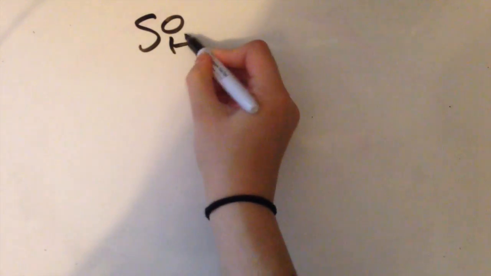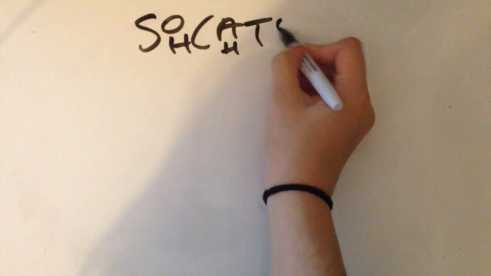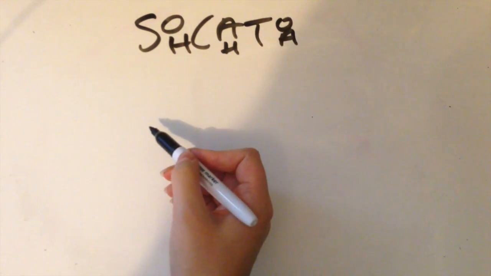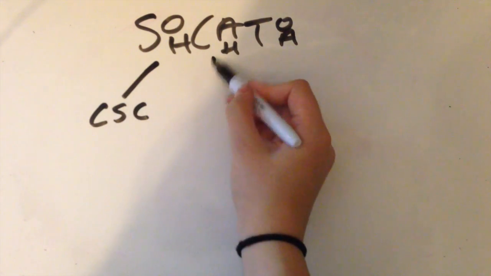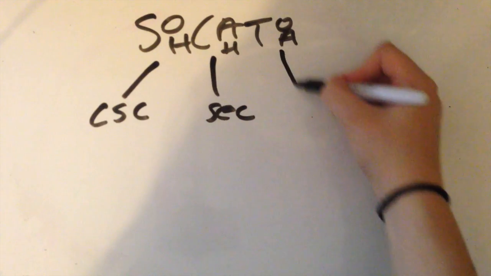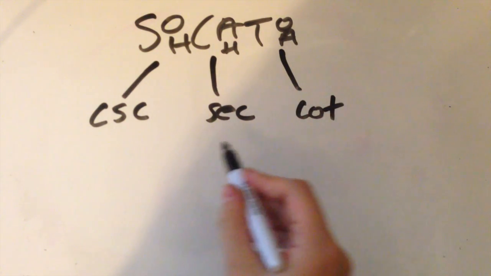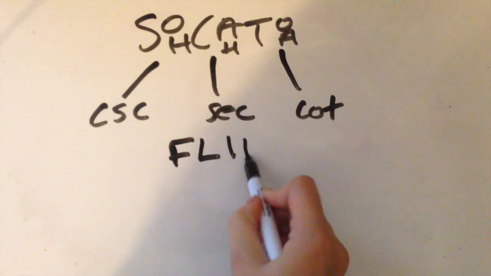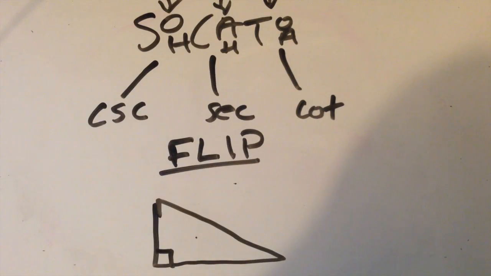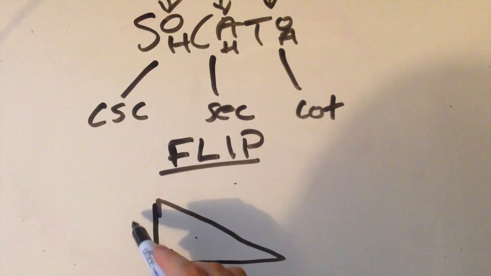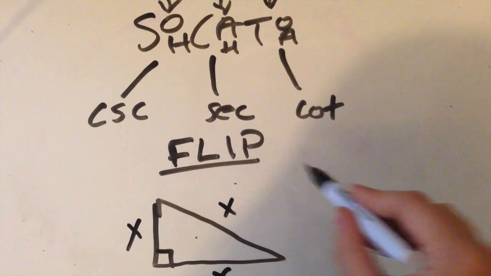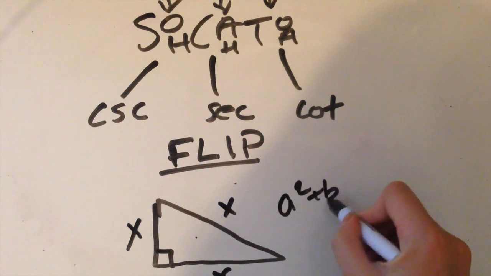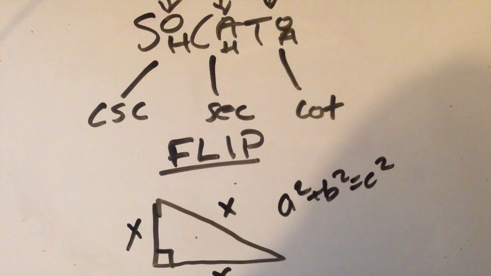Now, let's review. First, we learned SOHCAHTOA. Based off of SOHCAHTOA, we learned that we have reciprocals. For sine, we have CSC. For cosine, we have SEC. And for tangent, we have COT. And all you have to do to get those is flip. Then, when you have one of these three fractions, also meaning that you have two of the sides, you now know how to solve for the third side using a squared plus b squared equals c squared, the Pythagorean theorem.